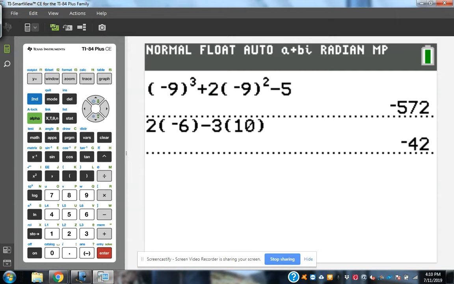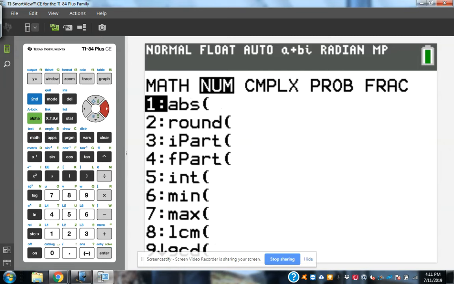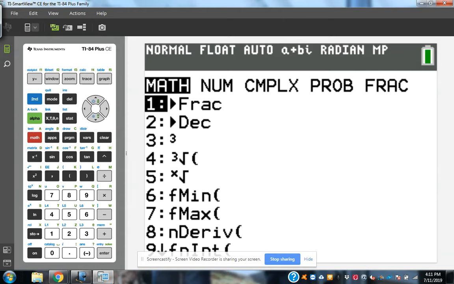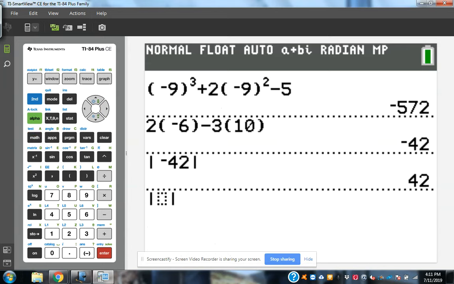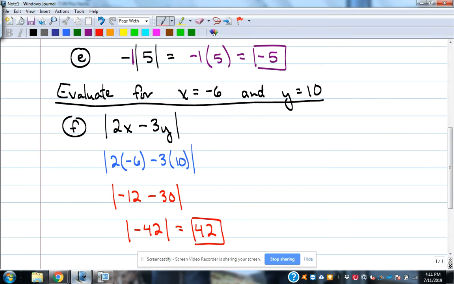If you wanted to put the absolute value in there, you can hit math and then go over to number. Remember that ABS, that first option, is absolute value. And then you just type in your number that you want to take the absolute value of, and it's just going to crank that back to you. You could even do that at the beginning if you wanted to. I usually don't because it's only one little thing, but you can do that if you want. Just doing it exactly like I've written it, just type it in there and hit enter, and it cranks out the same answer. So there's a lot of ways that you can use your calculator to help you out when you're evaluating there.